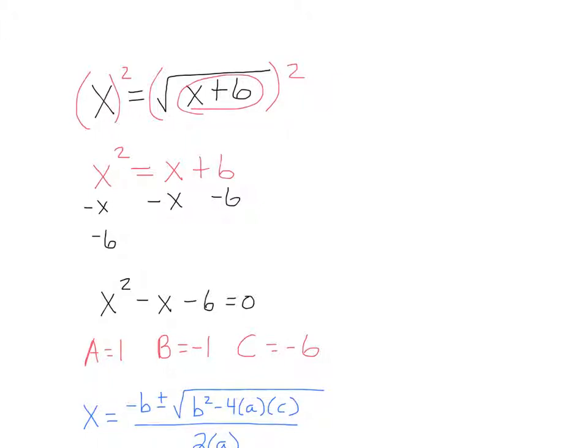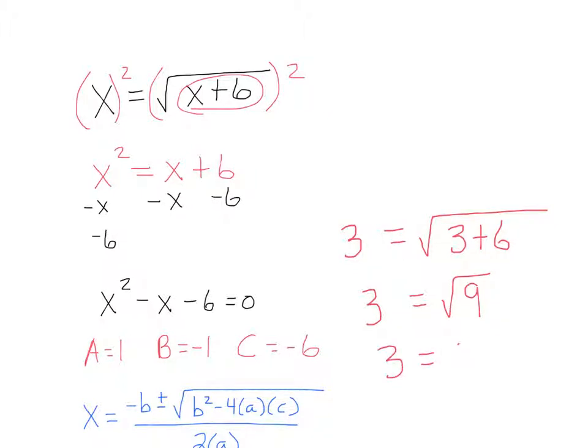So let's go ahead and plug 3 into the equation. So that'll be 3 equals the square root of 3 plus 6, right? What is 3 plus 6? So the question is, does 3 equal the square root of 9? Well, what is the square root of 9? 3. So 3 does equal 3, doesn't it? Yes. So 3 works. 3 is a good solution.